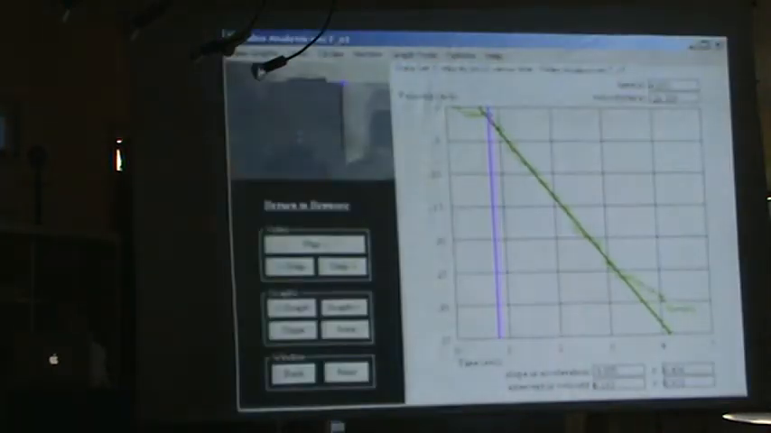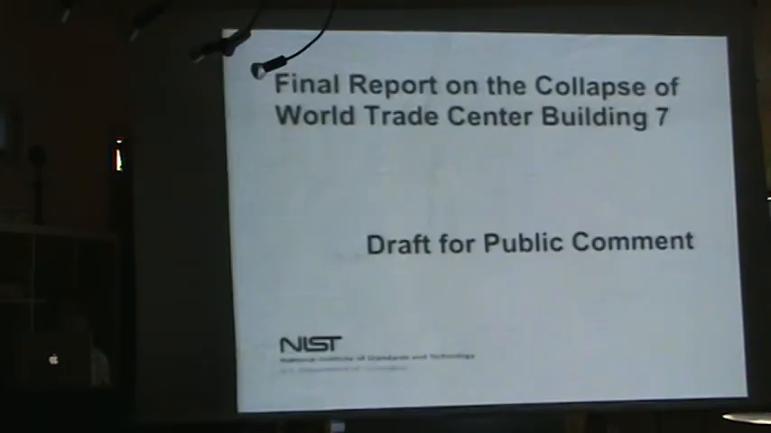Any force the top portion of the building might exert on the lower portion would be reflected in a reaction force that would produce an observable slowing of the rate of fall. A reaction force is observable in this graph only in the last seconds when the velocity strays from the straight line. Let's return to the NIST final report on WTC 7.